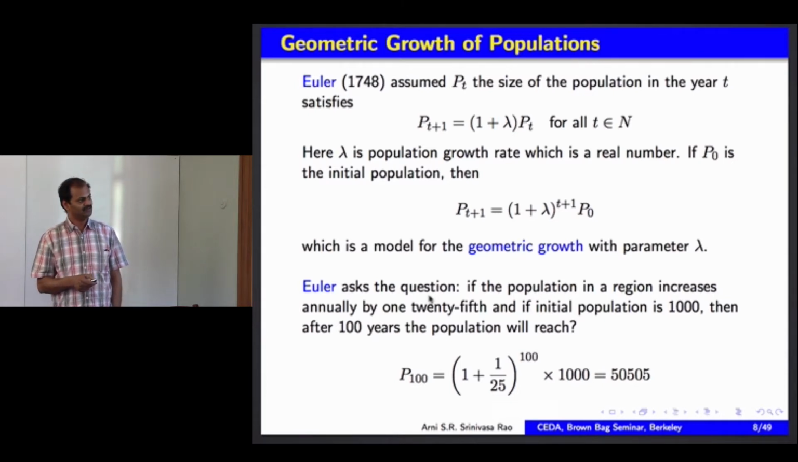And then, this is a hypothetical question: suppose Euler asks, if a population in a region increases annually by 1/25th, and the initial population is 1000, then after 100 years, what would be the population? These are the sort of questions Euler actually tried to pose and then tried to answer.